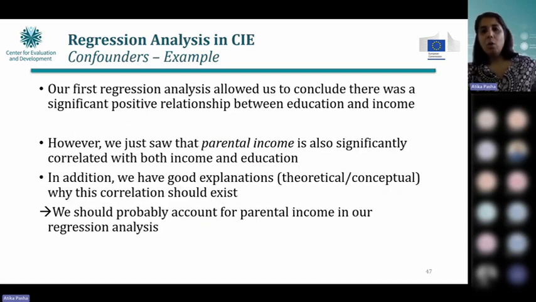And so what we are trying to do is this: while our first regression is just showing us that there is a positive relationship between education and income, we need to account for another confounder, which is parental income here, which is now significantly correlated with both income and education.